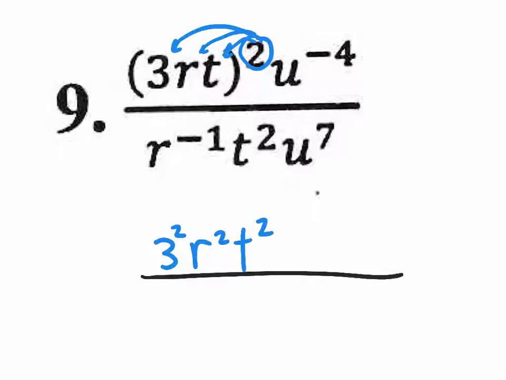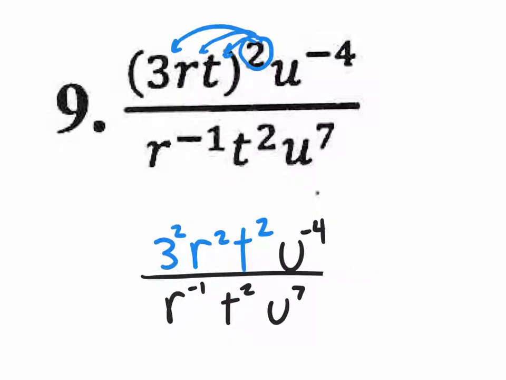Okay? And let me rewrite everything so I don't get confused. The u to the negative 4 is still up there. The r to the negative 1 is down there. The t squared is right there. And the u to the 7 is still down there. Okay? So I'm not going to do too many things on one problem because then it'll get really ugly and I might get confused when I jump to my answer.